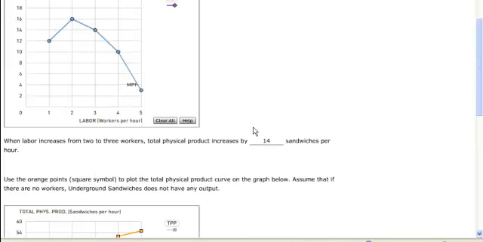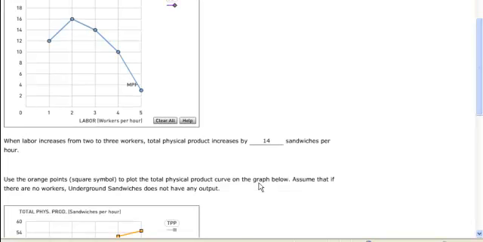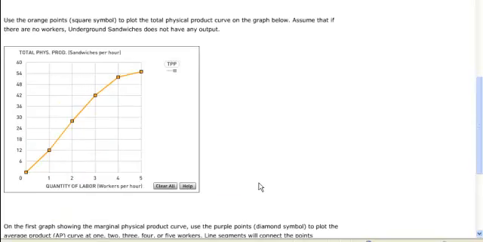So now we have this graph and we have this information that we can use to answer the rest of the questions. So coming back, it says when labor increases from 2 to 3 workers, total physical product increases by how many sandwiches per hour? And I've already filled this in with the answer 14. The way I got that answer was looking at my total physical product curve. I saw that at 2 workers, I had a total physical product of 28. At 3 workers, I had a total physical product of 42. So 42 minus 28 gives me the answer 14.